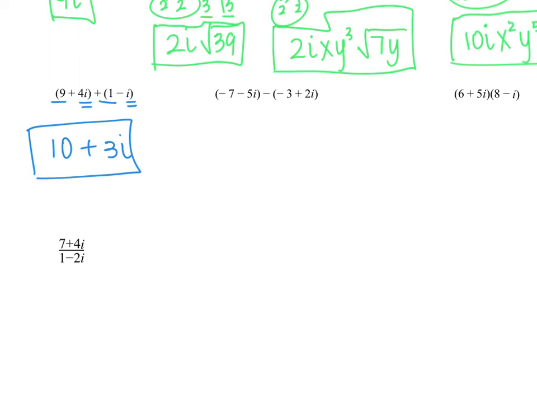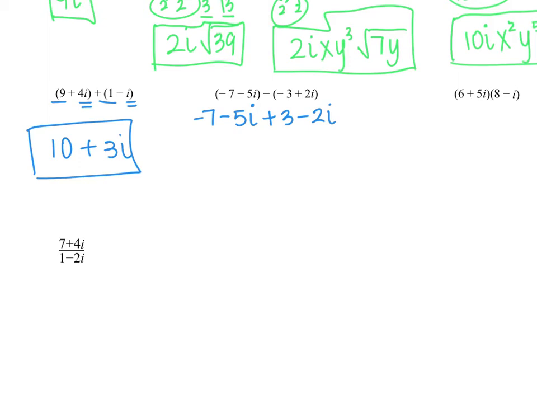Okay. Our second example is subtraction. Similar to when we were subtracting polynomials, I told you to distribute the negative into the parentheses before combining like terms. We're going to do the same thing here with our complex numbers. So we're going to drop the parentheses around negative 7 minus 5i. Then we're going to distribute the negative to our second set of parentheses. It's going to become plus 3 minus 2i.